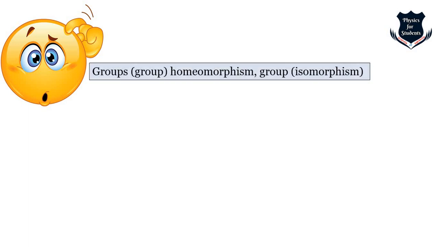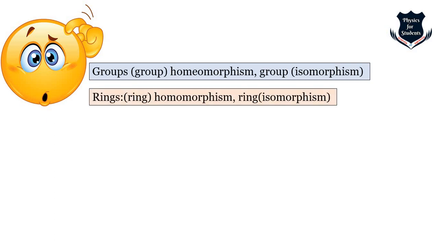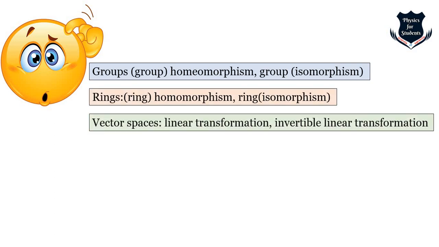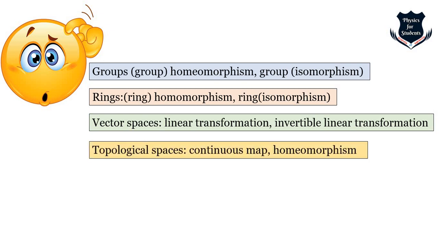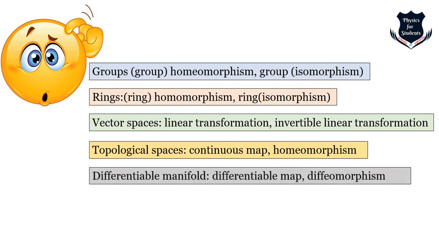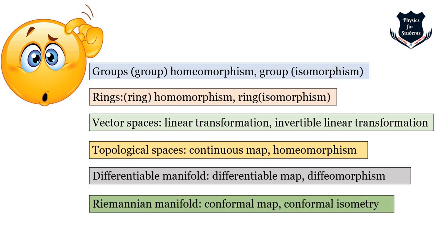So here is a brief list of terms and where they are applicable. For groups, we apply homomorphism and isomorphism. For rings, we apply homomorphism and isomorphism. For vector spaces, we apply linear transformation and invertible linear transformation. For topological spaces, we apply continuous map and homeomorphism. For differential manifolds, which we have not yet covered, we call it differentiable map and diffeomorphism. And for Riemannian manifolds, conformal map and conformal isometry.